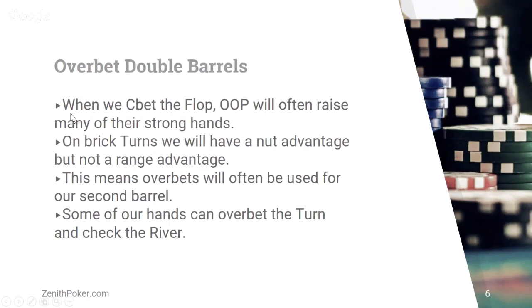So the point is that after we've continuation bet the flop, the out of position player should raise many of their strong hands, like sets, right? We've talked a bit about exploitatively why you shouldn't raise a set, but in general, you just should, okay? It's a way of preventing your opponent from checking back too often.